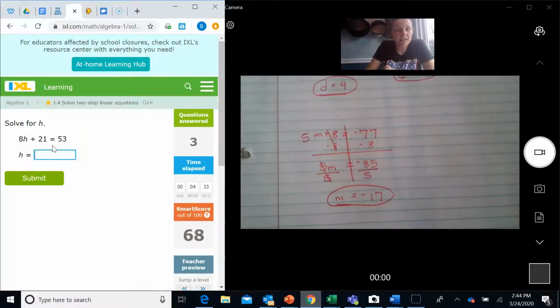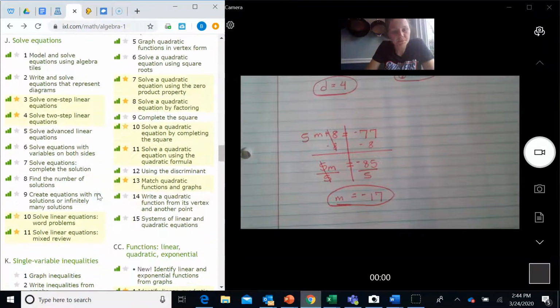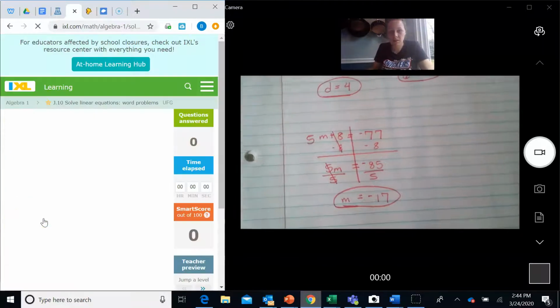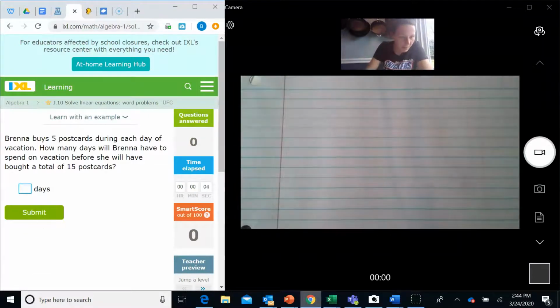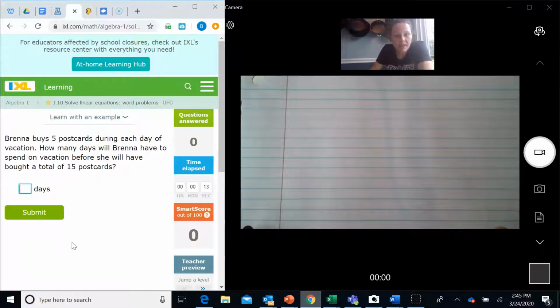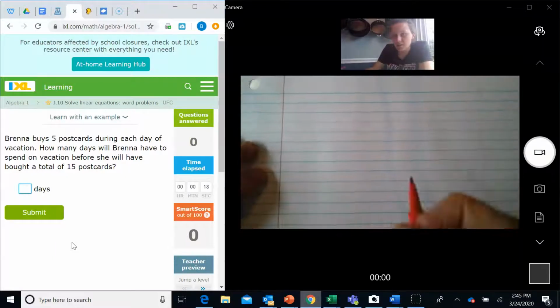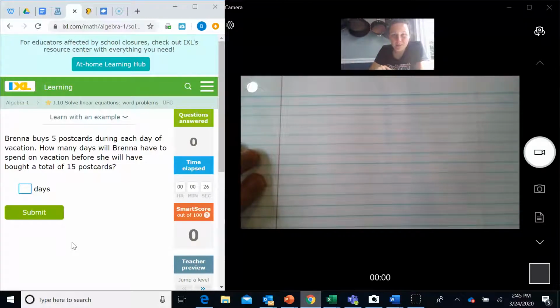Now what we're going to look at is J10, which is word problems. So we are going to work on writing these down. Brianna buys 5 postcards each day of vacation. How many days will Brianna have to spend on vacation before she will have bought 15 postcards? Now, I bet that you guys could have done this one in your head, but I'm going to do it on paper just so that we make sure we understand how to do it even when they're super easy.